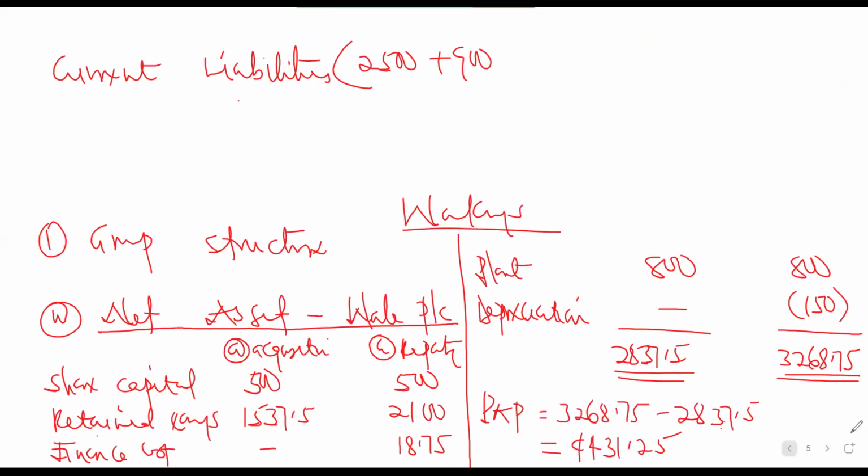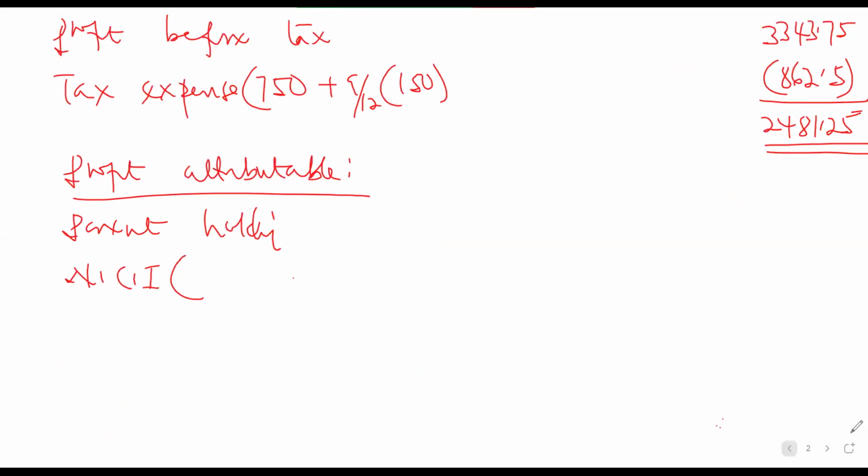71.25. Yes, please. Okay, so the NCI share is 71.25, but we are going to calculate that. The NCI share over here will be after impairment because the profit or loss will be after the impairment. But how do we do this?